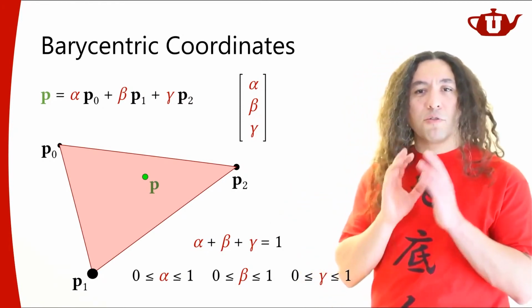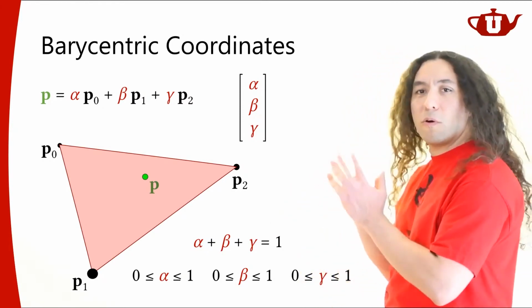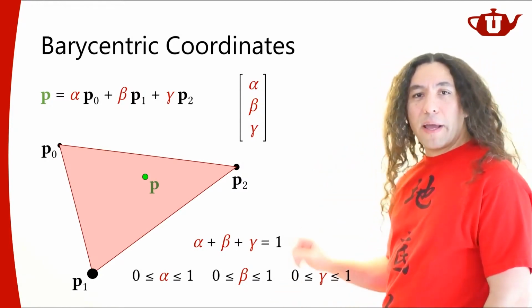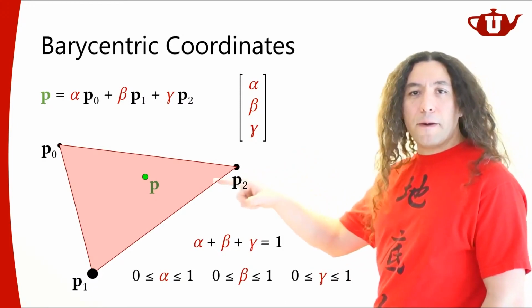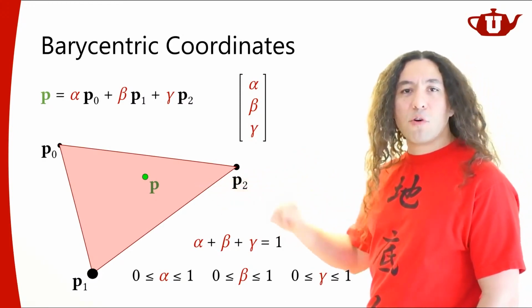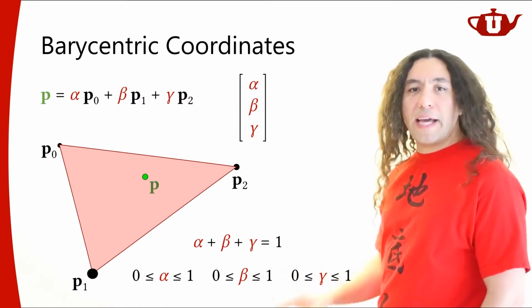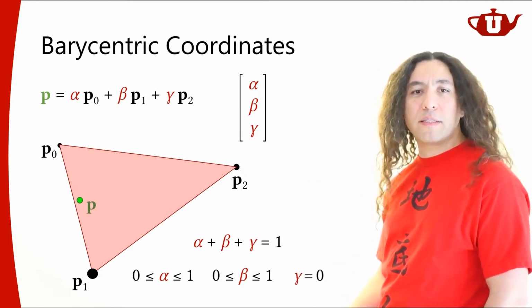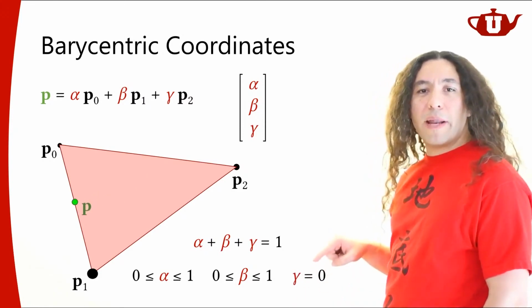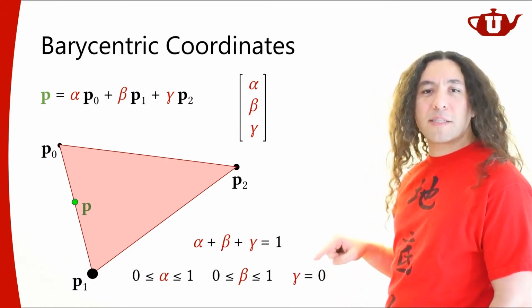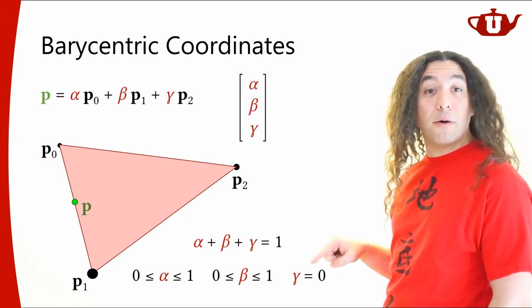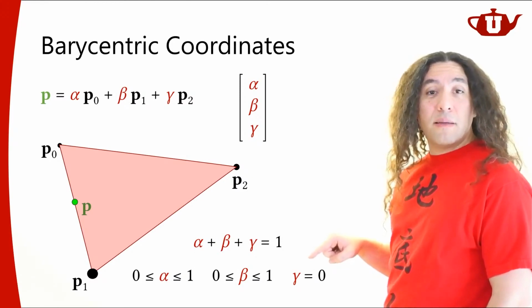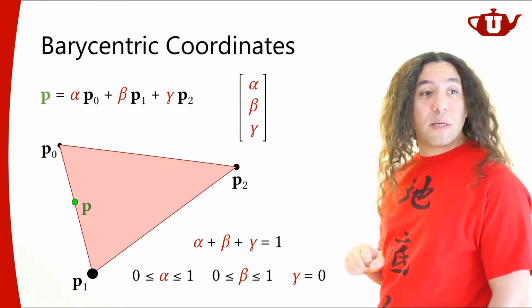So just to give you some intuition about what barycentric coordinates are and why we like them so much in computer graphics. Think about it this way. If I take this point P and move it to the edge between P0 and P1, what happened to my third barycentric coordinate is it just went to 0. And that makes sense, because now point P is between P0 and P1.